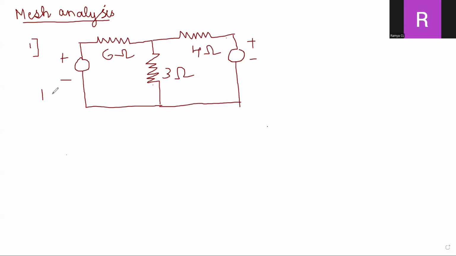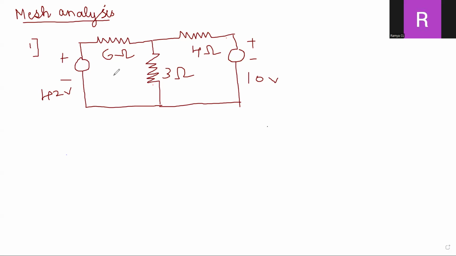This is 42 volts. This is 10 ohms. Children, first step is you need to identify the number of meshes in the circuit. How many meshes are there in the circuit, children? Three, sir.